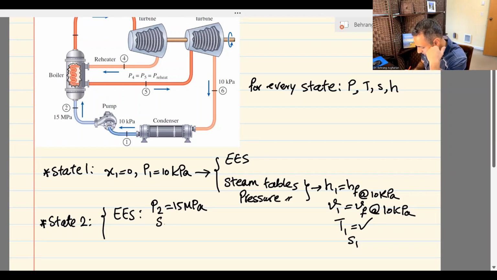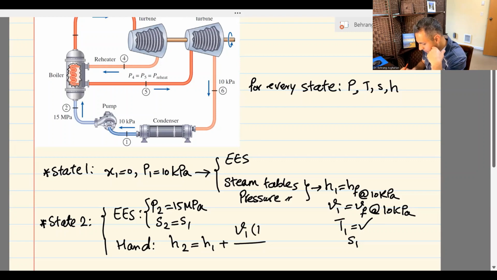And S2 is S1 because it's an isentropic pump. So for ease, this is enough. If you want to do it by hand or with steam tables, then you have to do this: H2 equals H1 plus V1 times (P2 minus P1), divided by the efficiency of the pump, which in this case would be 100%.